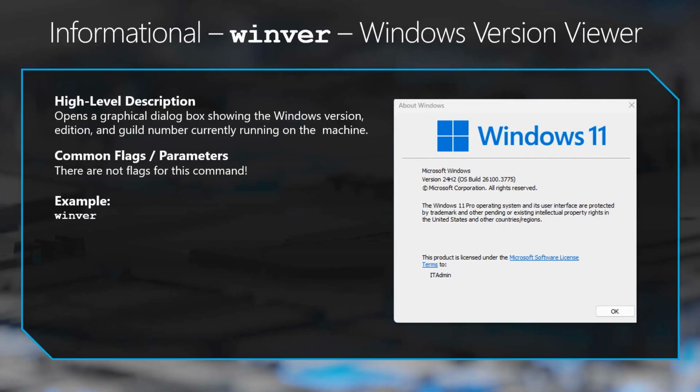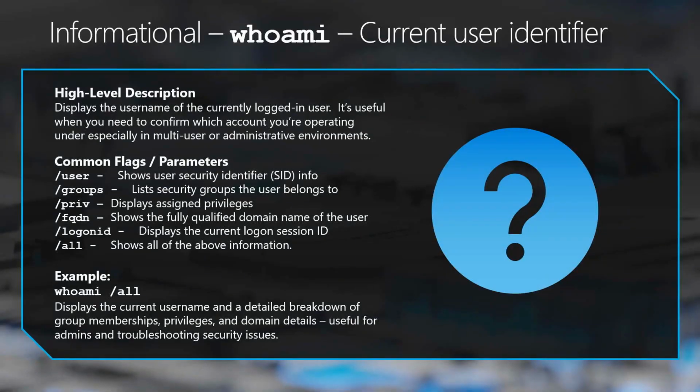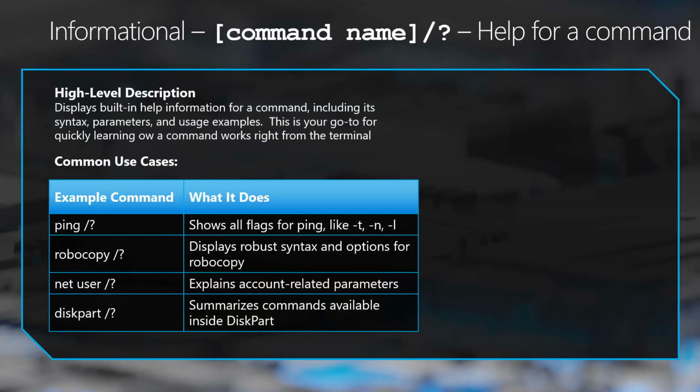Winver opens up that window to show you the version of Windows and licensing information about a particular machine. Whoami shows the currently logged in user, and it can be very useful depending on what you're doing. If you do whoami /all, you'll see the current username and detailed information of group memberships, privileges, domain details, and it can be very useful for troubleshooting.